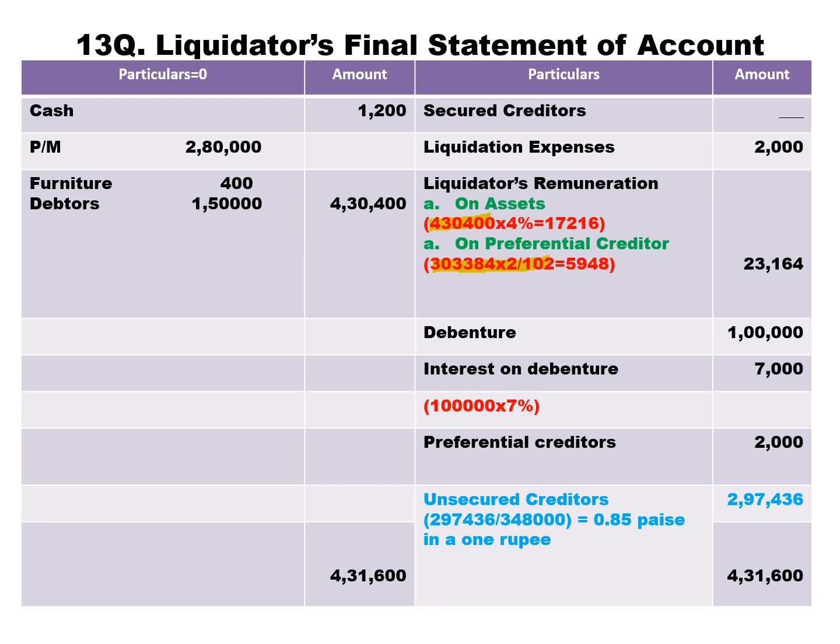Actually we have to pay 3,48,000. We don't have so much money. So 2,97,436 divided by 3,48,000, we pay 85 paisa in a rupee. Where we need to pay 1 rupee, we are paying only 85 paisa.